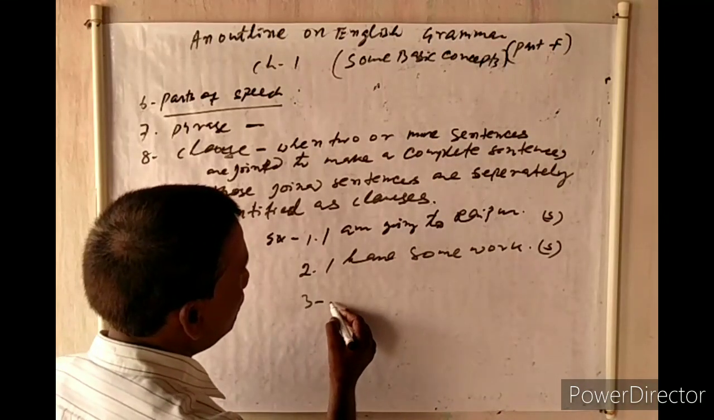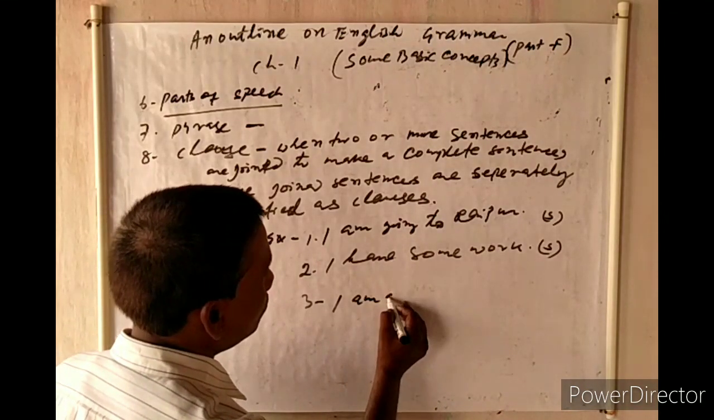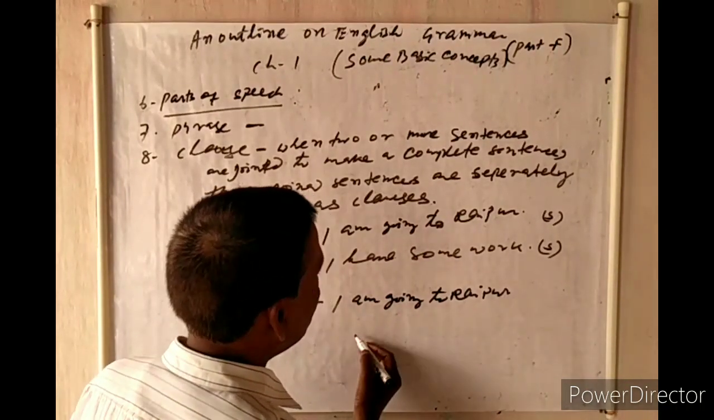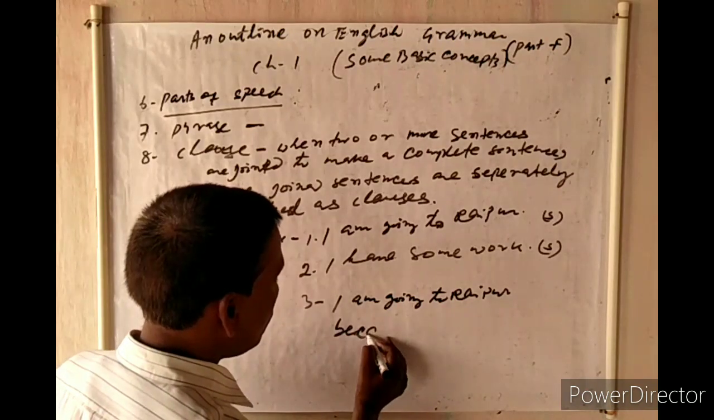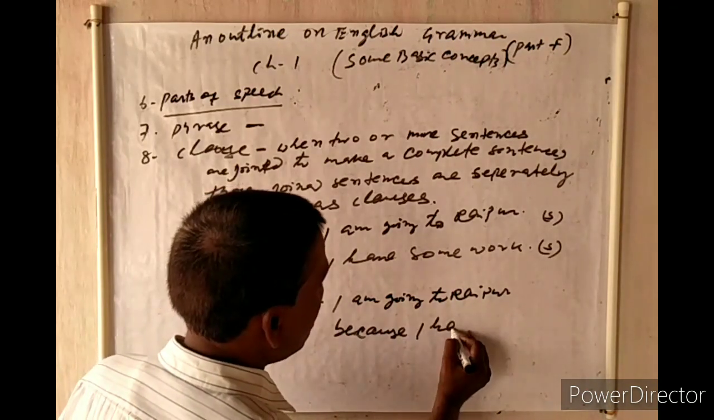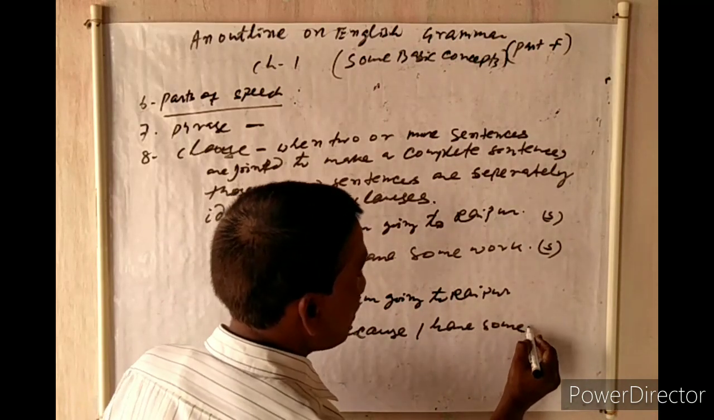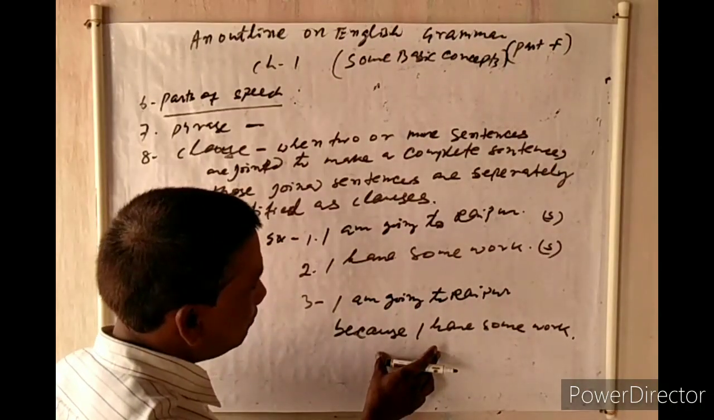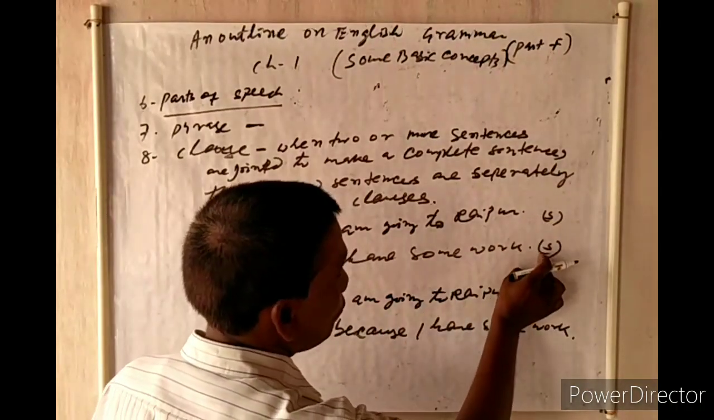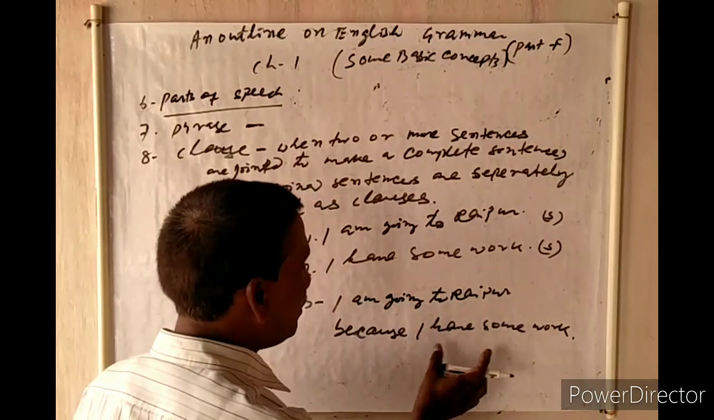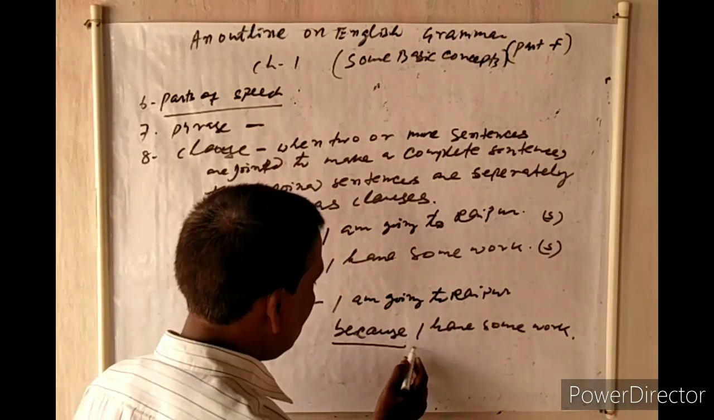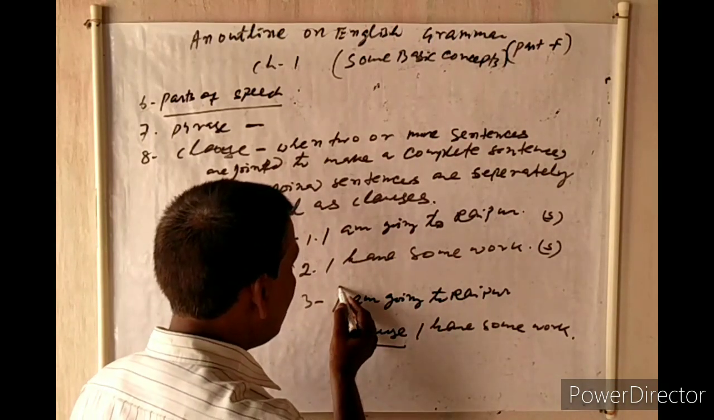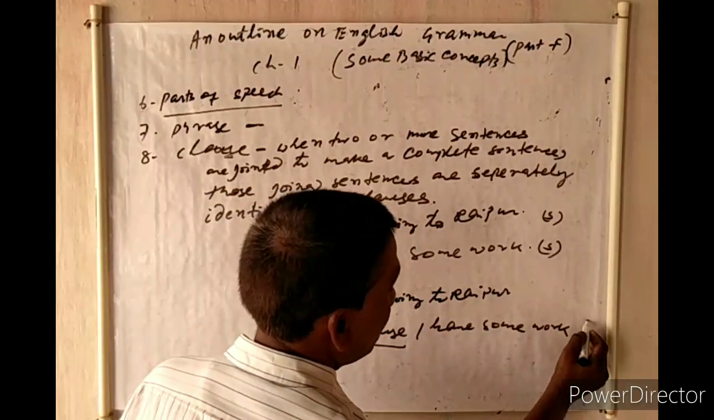So, I write, I am going to Raipur because I have some work. You'll observe one thing, this is also a sentence, this is also a sentence. Then I join these two sentences with the help of a conjunction, that is because. The word because is performing the work of joining these two sentences. That is, this is a sentence. From here to here, it will be a sentence.